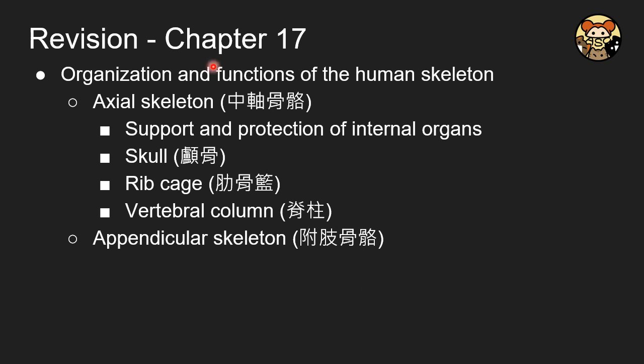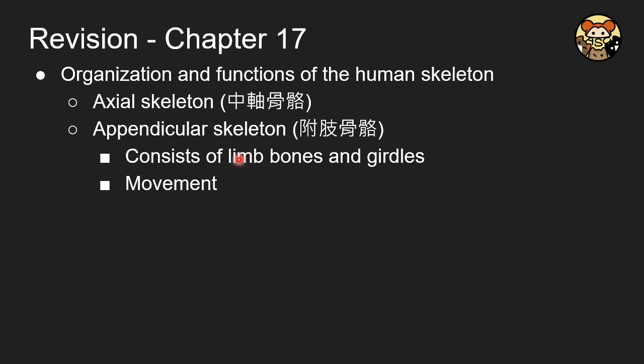For the organization, there is the axial skeleton. This is composed of the skull, rib cage, and also the vertebral column. Remember, this is the vertebral column, not the spinal cord. The spinal cord is protected by the vertebral column. The appendicular skeleton contains the limb bones and also girdles, and it allows movement.